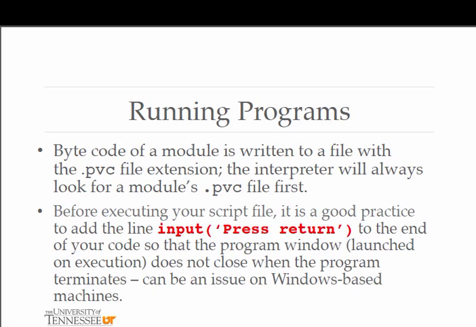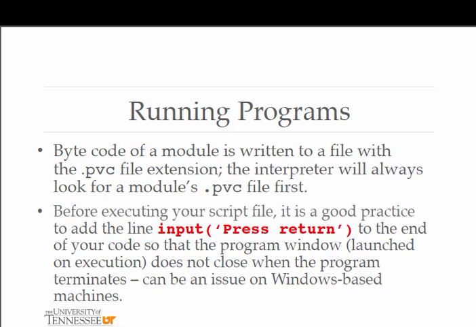Now, when you're running a program, the bytecode of a module is written to a file. In other words, the interpreter will make an interpretation of the code and generate bytecode for it, similar to the way Java will generate bytecode. And that file that's created is called a .pyc file. And the interpreter always will be looking for a module's .pyc file first. So when you're executing your script files, you might notice some of these files being created. And the interpreter is efficient in the sense that if a function has already been interpreted and a .pyc file for it is there, it will use it. It won't have to do the reinterpretation.